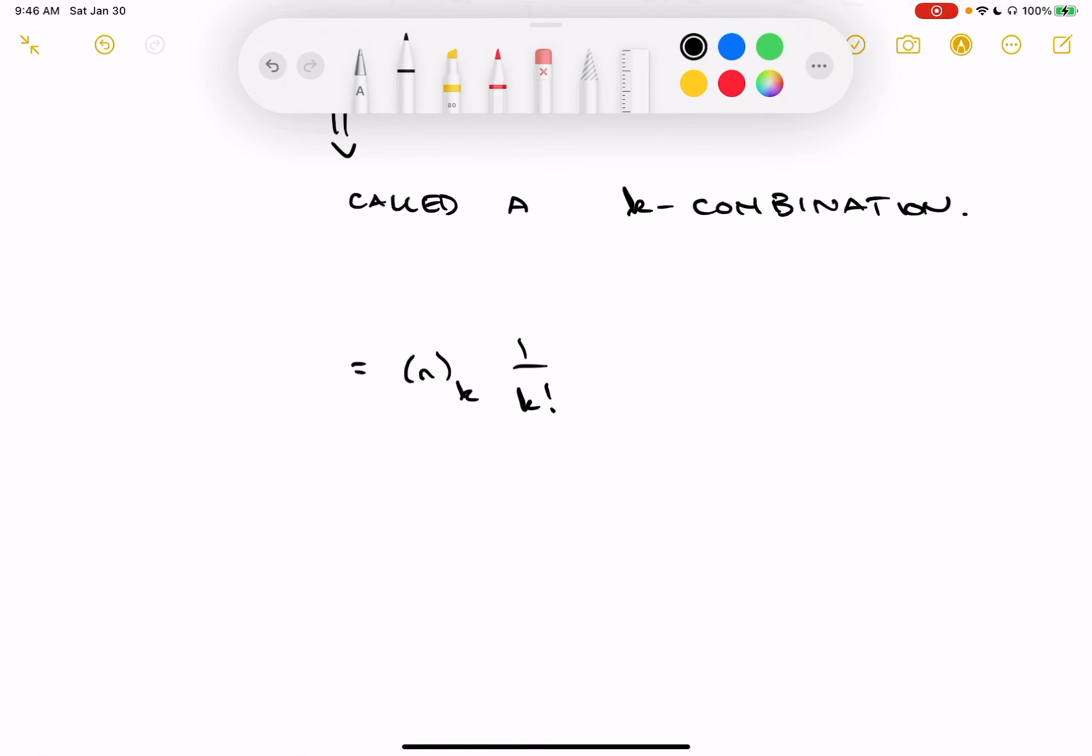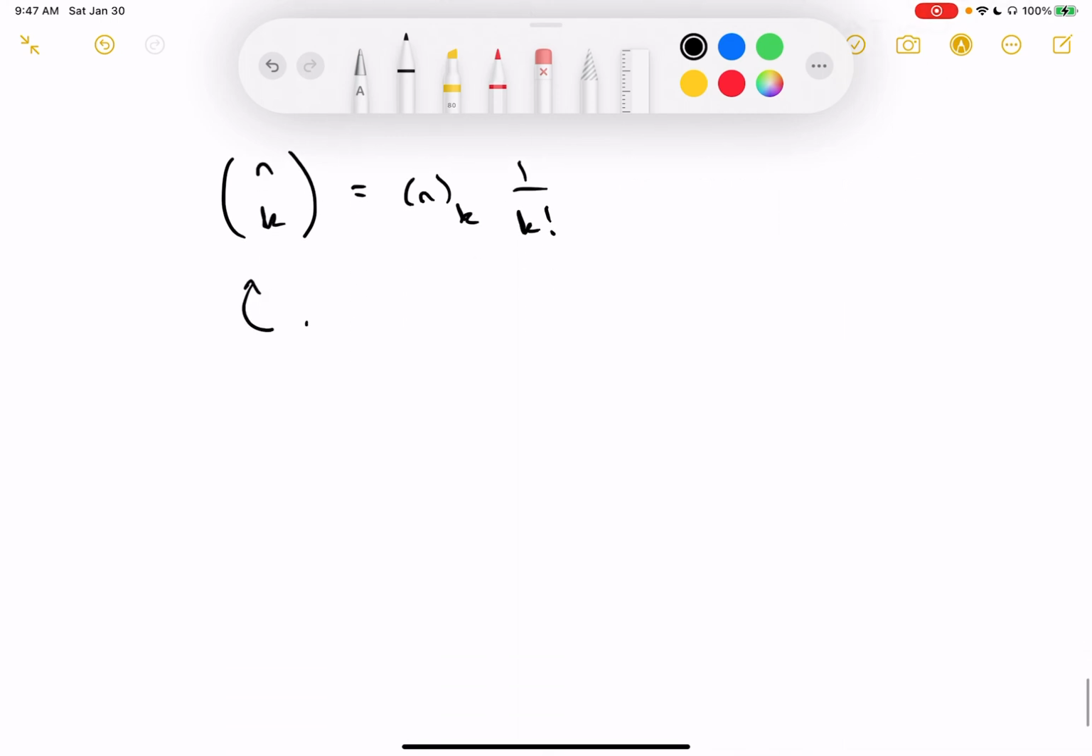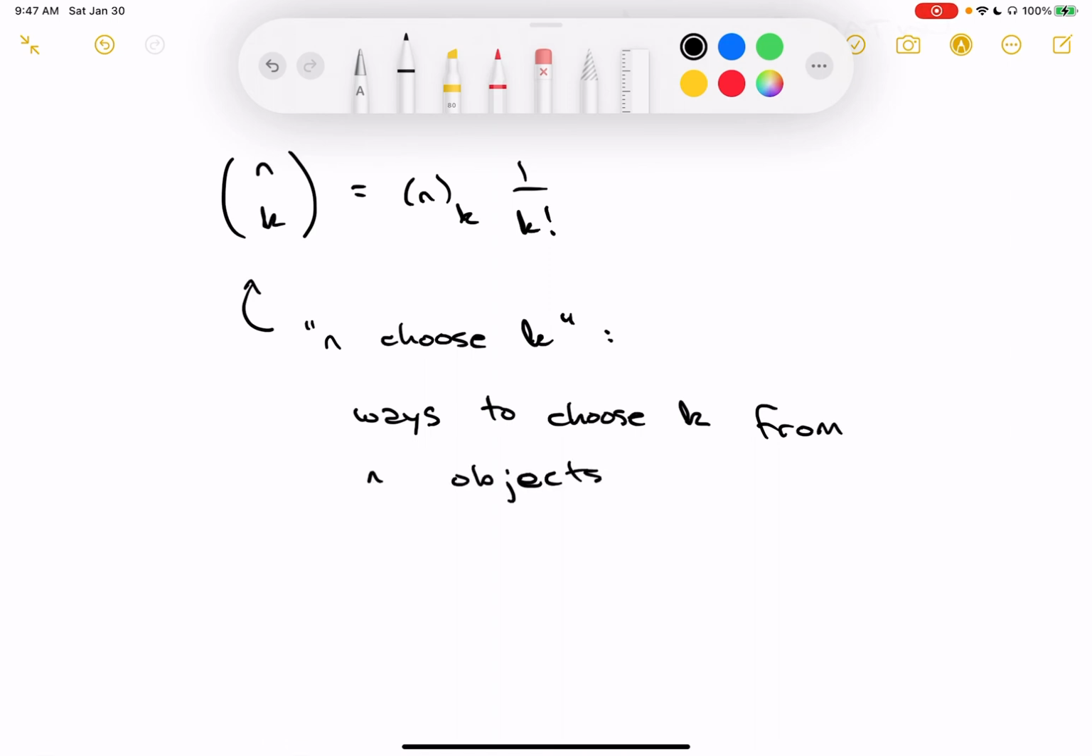You'll probably recognize this. It's so frequently seen that it has its own notation. They'll use these big rounded brackets, put the N on the top and the K below. The way we read this is N choose K. If you've heard the N choose K notation, you might think of this as the ways to choose K things from N objects, without replacement, so no replacement going on in here.